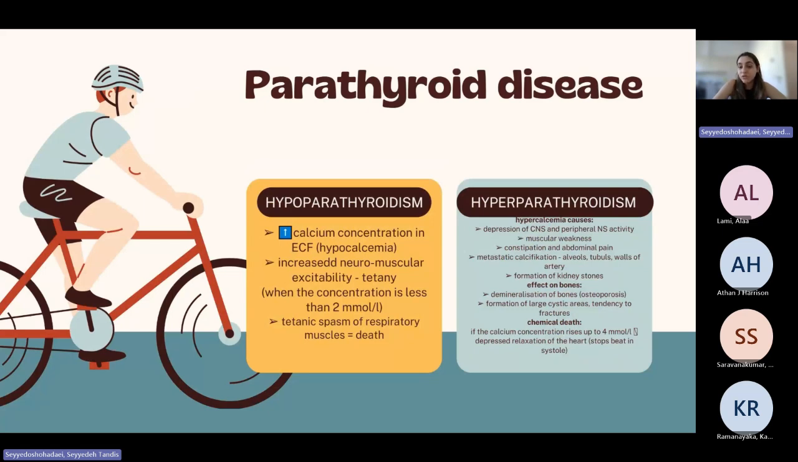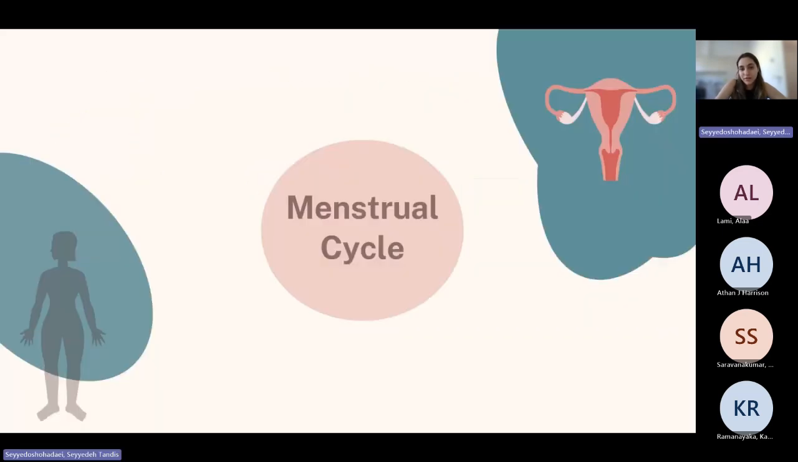It can also lead to chemical death. If the calcium concentration rises up to 4 millimoles per liter, you will have depressed relaxation of the heart. So we have stopped systole, and it will lead to death. And I think I'm done.